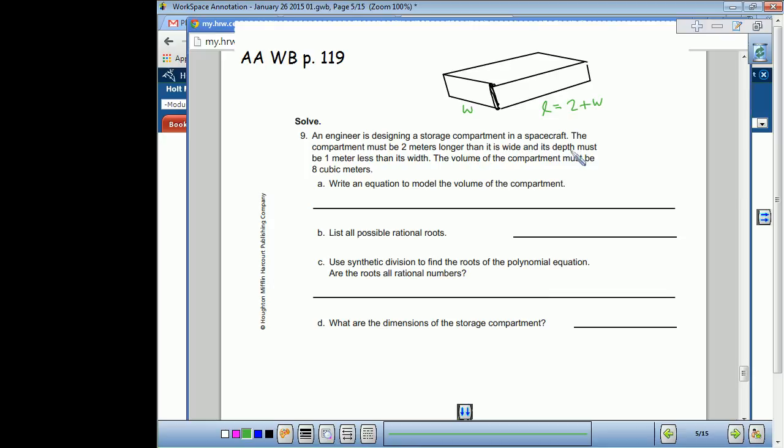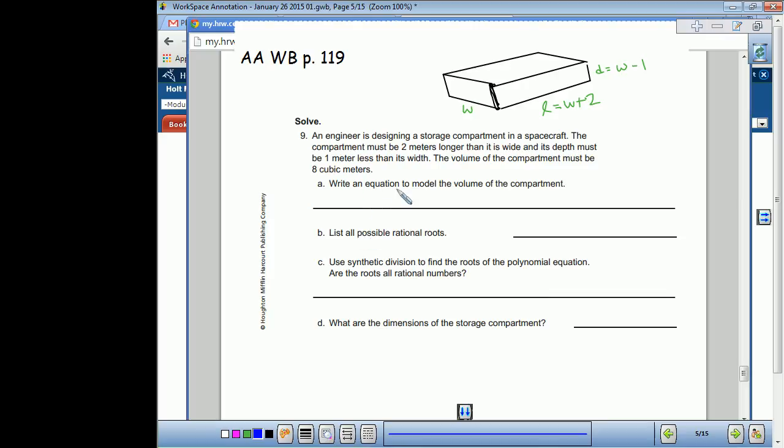And then it says its depth must be 1 meter less than its width. So the depth of this is 1 meter less, so W minus 1. Now, could I put W plus 2 instead of 2 plus W? Yes, sure. Either way, whatever suits your fancy.